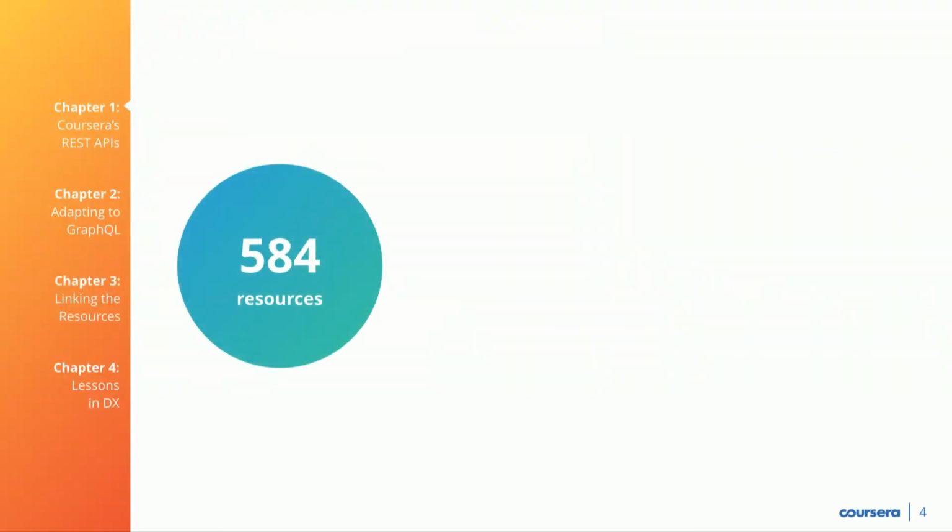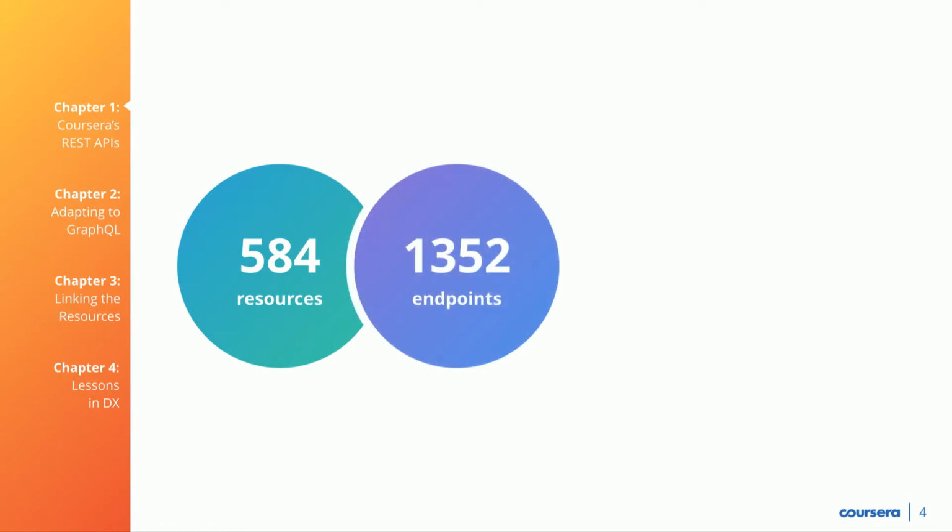So right now at Coursera, we have 584 different resources. You consider a resource it's one-to-one with a model. So you could imagine like a course resource, an instructor resource, a quiz resource, a course grade resource. All of these different kind of entities that we call resources. And then on those, we have 1,352 different endpoints. So you can imagine for a course, we might have different ways to actually get that data. You have lookup by an ID, you have lookup by slug. Maybe you could get all of your enrollments or all of your courses that you're enrolled in. So we have different ways of accessing these different resources through these endpoints.